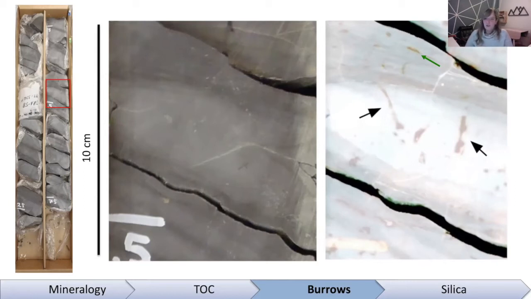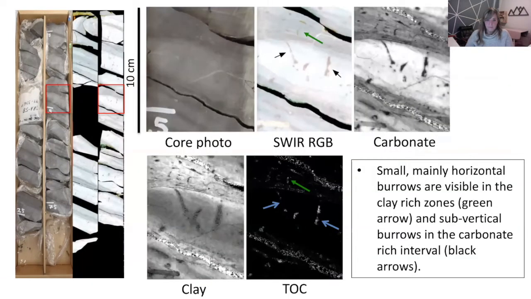We can also see two different types of burrows. So up in the clay-rich beds, it's more of these horizontal burrows, and in the carbonate, we're actually seeing more vertical or subvertical burrows. So just another look here.